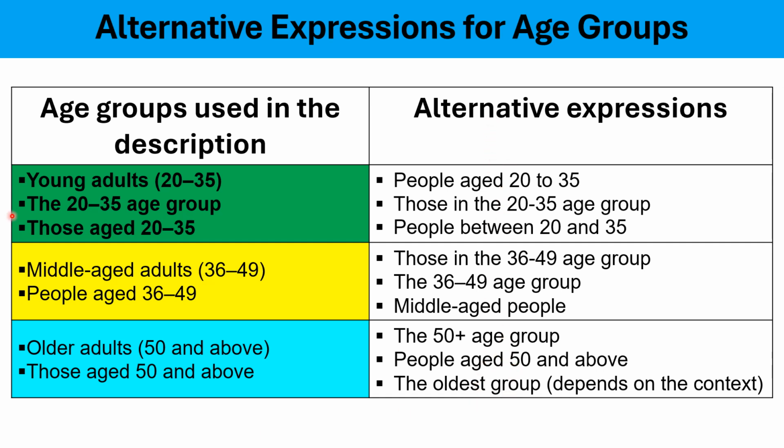For example, instead of always saying the 20 to 35 age group, you could say people aged 20 to 35, those in the 20 to 35 age group, or people between 20 and 35. All of these are acceptable and natural expressions in IELTS Writing Task 1.